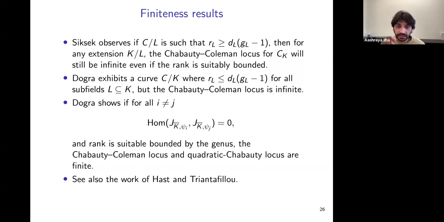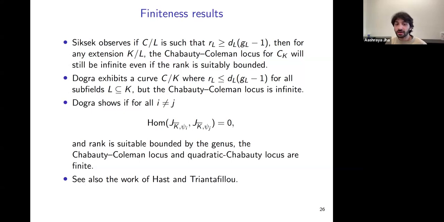So what do I mean by these symbols, J_K-bar, sigma I? I take the base change of J to the algebraic closure using a certain embedding, sigma I, of K-bar into C, where C is the complex numbers. This is basically saying that if I take two different embeddings of the Jacobian after base changing, these shouldn't have any common isogeny factors. So if this is true, and we have the right rank bounds, then the Chabauty-Coleman locus and quadratic Chabauty locus are finite. Again, I didn't write the exact technical statement that Dogra proves.